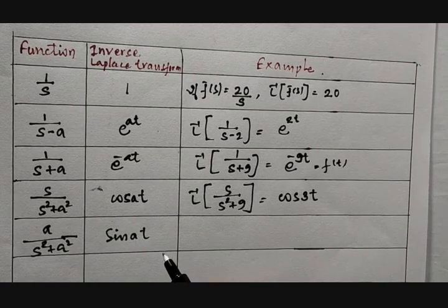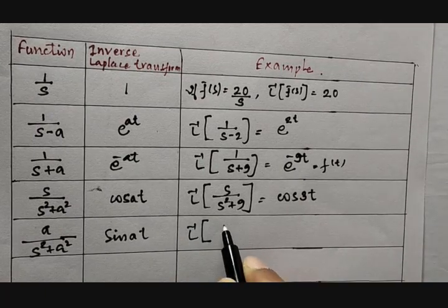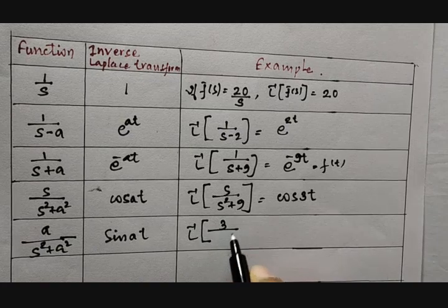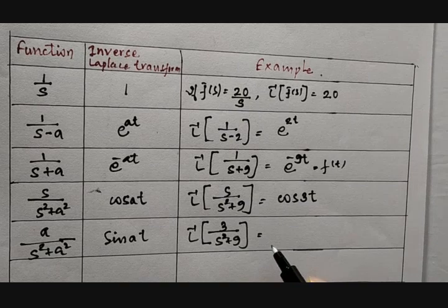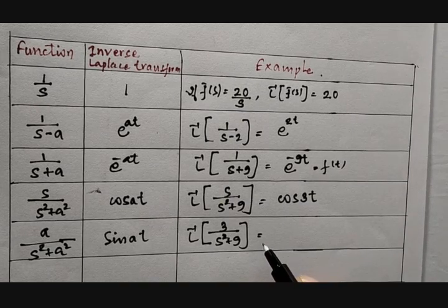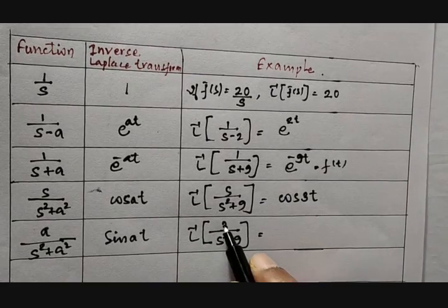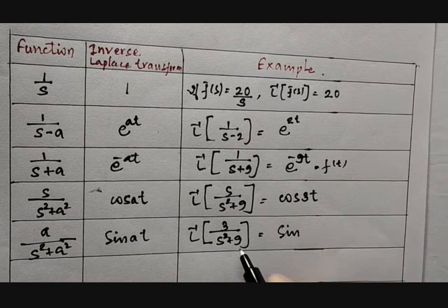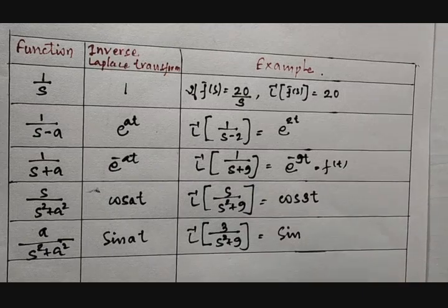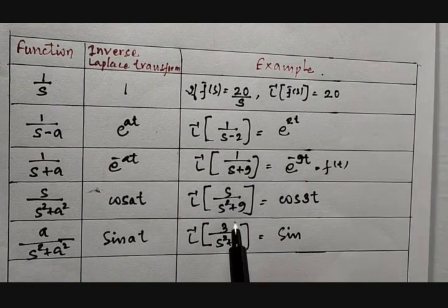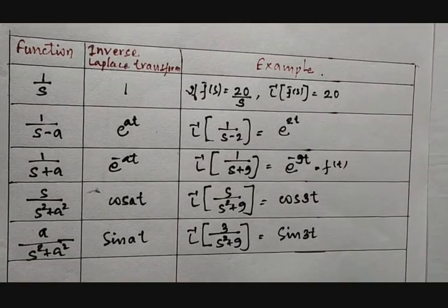Fine. Therefore, we will be getting an example: Laplace inverse of 3 divided by s square plus 9. Then what will it be? This will be equal to, you can see, when it's a constant, so sine. Here it is 3 square. Here you can see a divided by a square will come. A is 3. A square is 9. Therefore it is 3t. Okay.